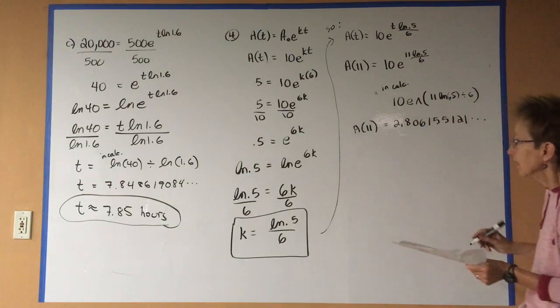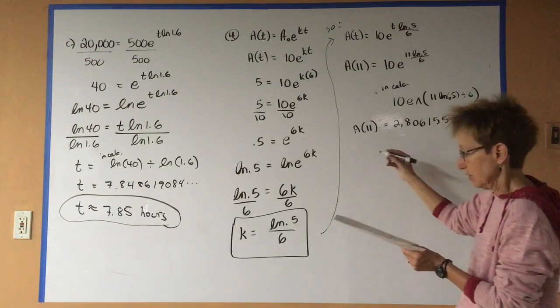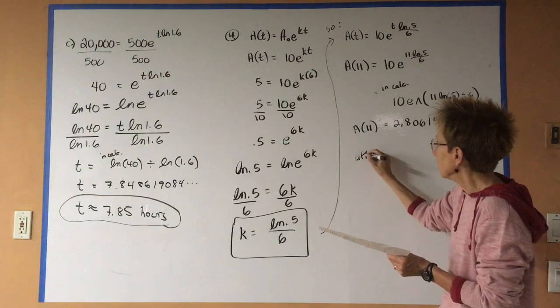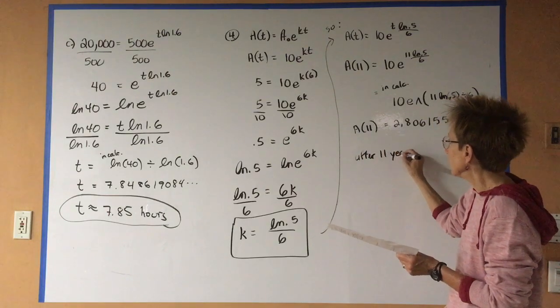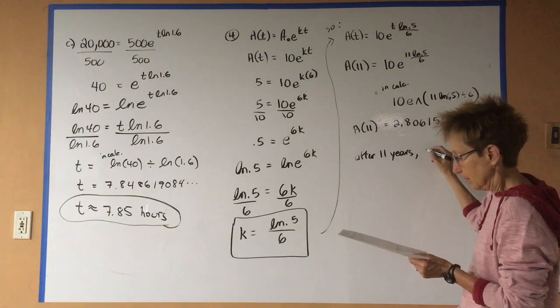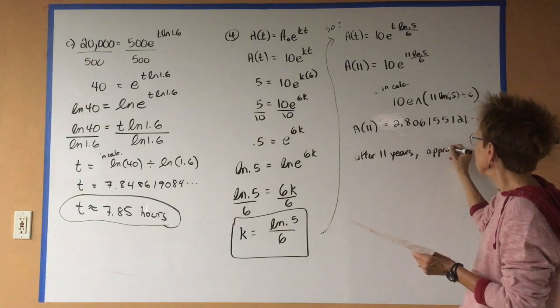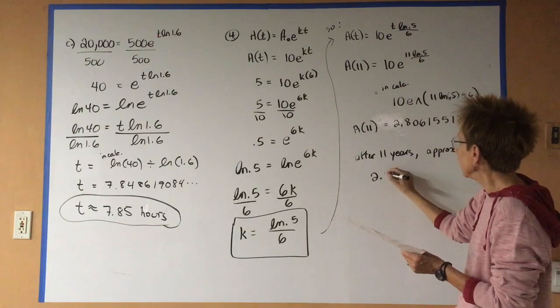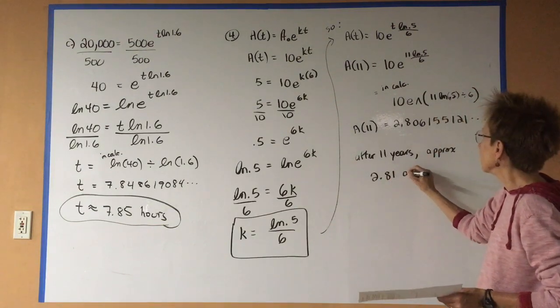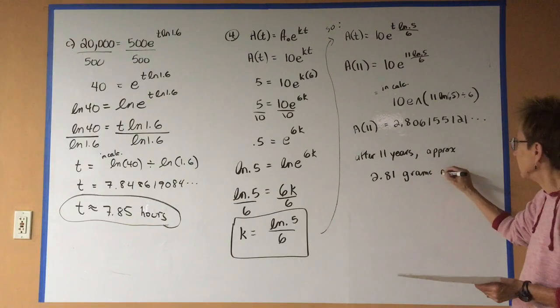2.806155121, which, let's do this to 2 decimal places, to the nearest hundredth. So that means after 11 years, how much is present? Approximately 2.81 grams of this radioactive substance are present.